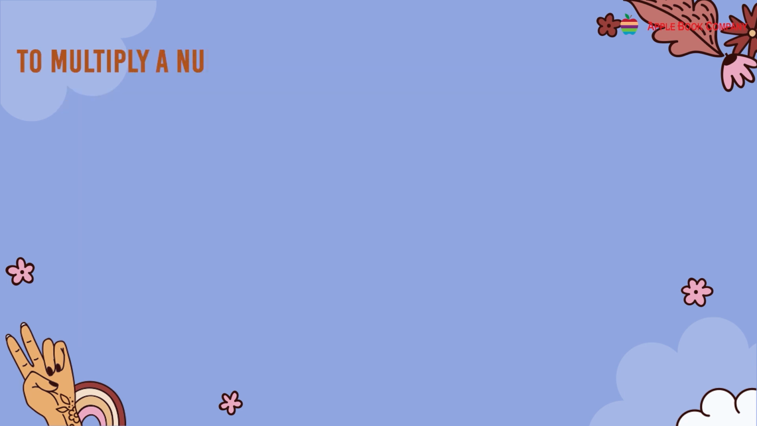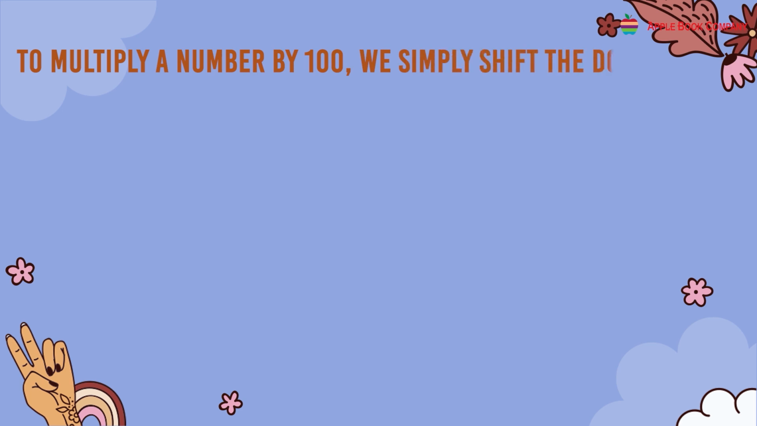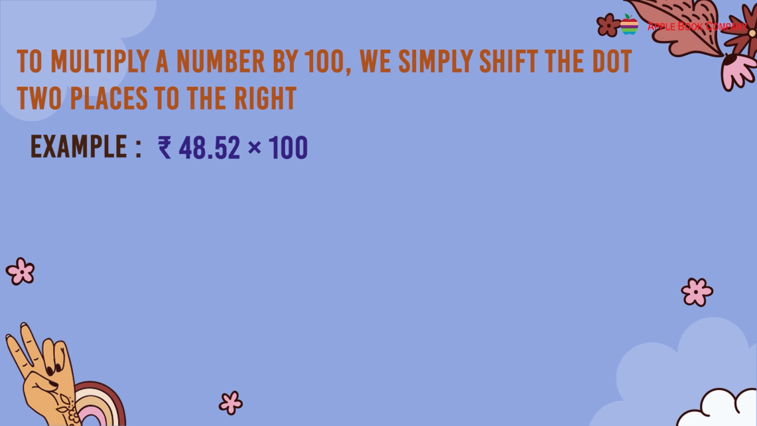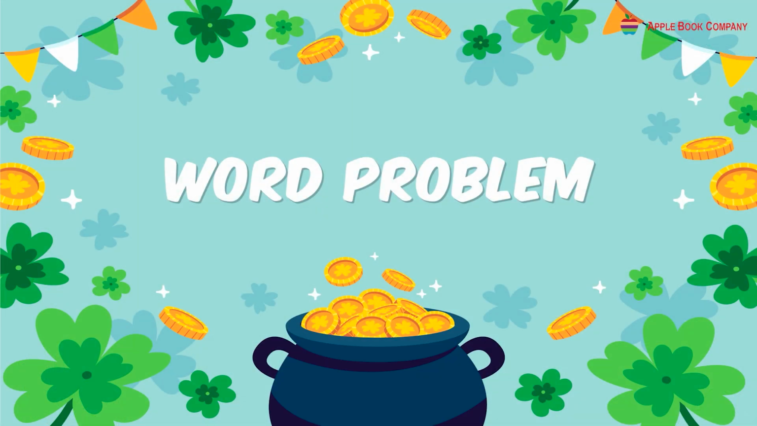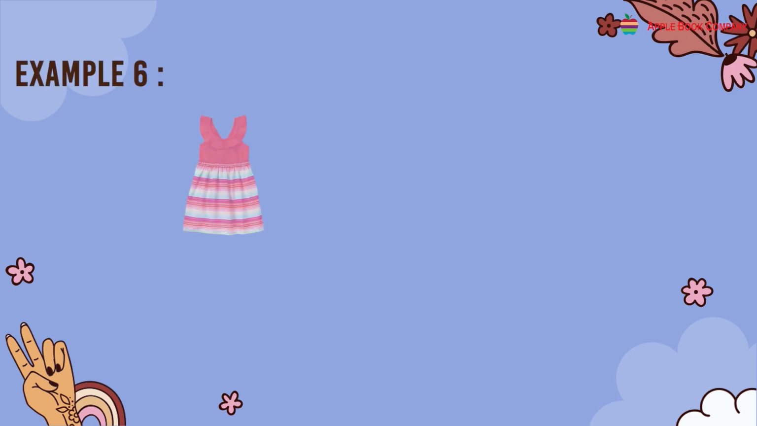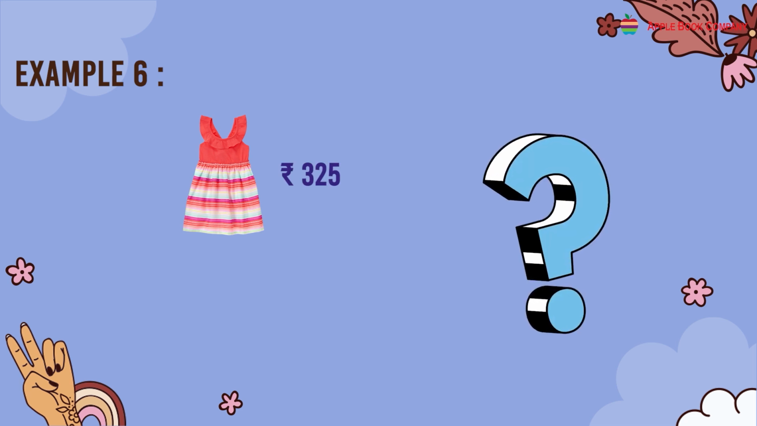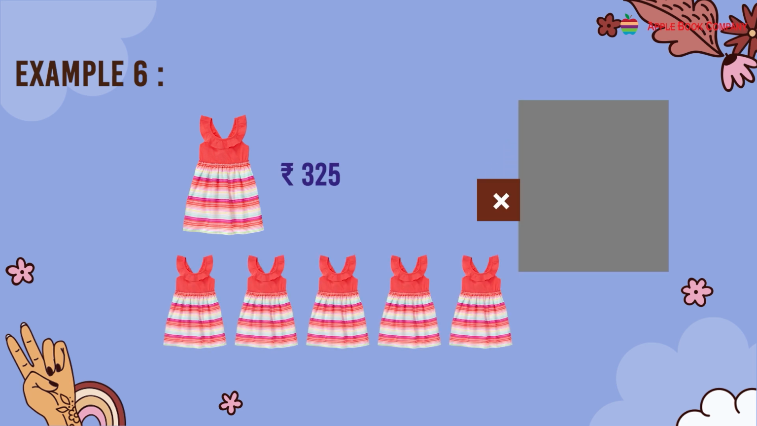To multiply a number by 100, we simply shift the dot two places to the right. Example, 48.52 into 100 is equal to 4852. Word problem. Example 6. The price of one dress is 325 rupees. How much will 5 dresses cost? Solution.